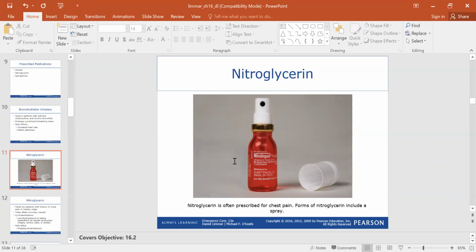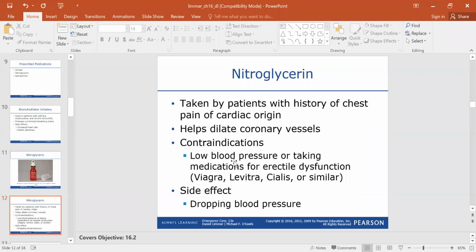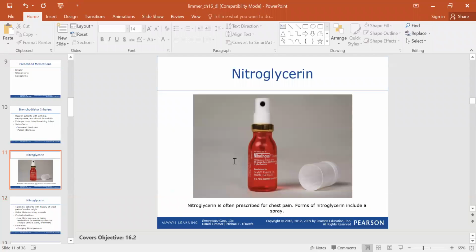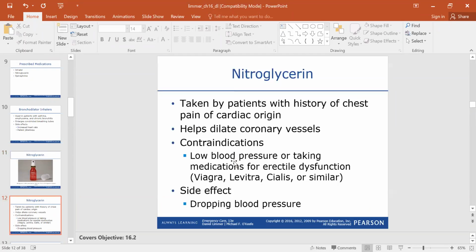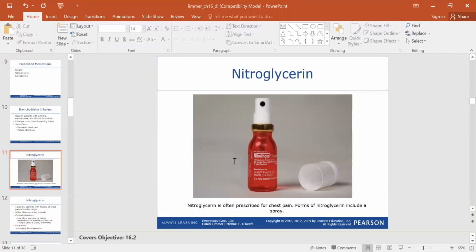So nitroglycerin, this is also a prescribed medication. Your patient will have this on their body when you come up to them. Again, taken by patients with history of chest pain of cardiac origin. Andrew, what did we say that was called again? Chest pain of cardiac origin. What is the name for that? There's a name for that. Oh, angina. Angina, perfect, yes.